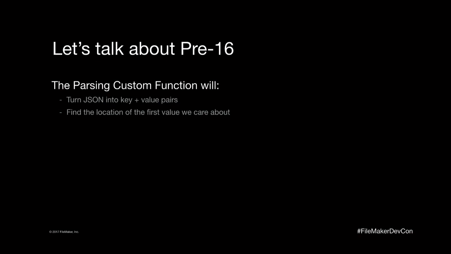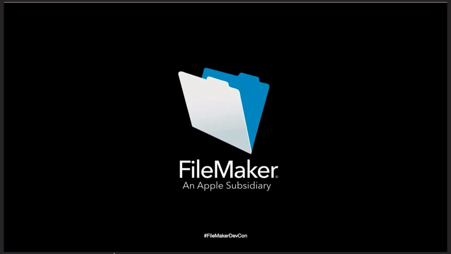The goal is to turn that into key and value pairs. Once we have the key and value pairs, we'll find the first location. Then we'll return the result. And that's it. So we'll see that in action here.